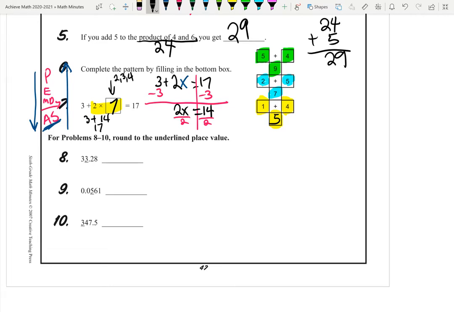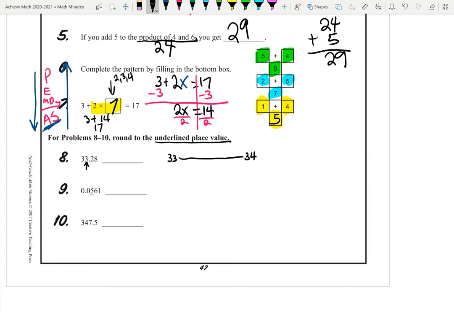All right, number 8, rounding. This is a lesson for life. Basically, I have to round it to the underlined place value, meaning it's going to change each time. So you're going to start with your number, 33.28, and I'm going to look at where it's underlined. So I'm going to go ahead and have two spots. I'm going to have 33, and then I'm going to go to the next number, 34. And this is going to represent all of the decimals between 33 and 34.